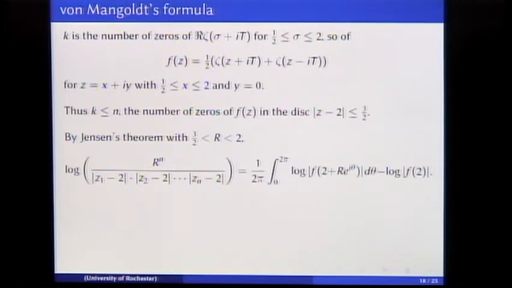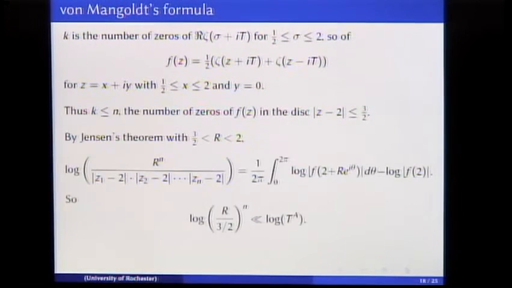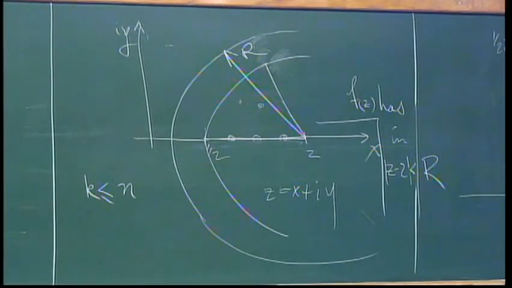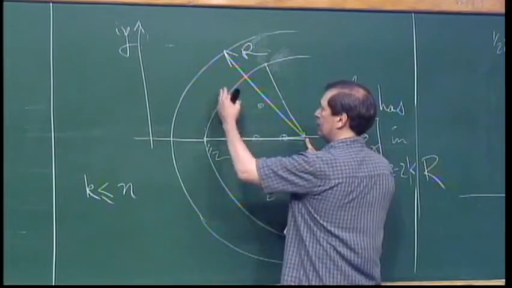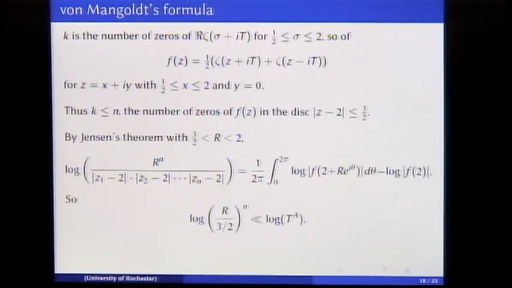On the left side, what's the smallest these denominators can be? Sorry, what's the biggest? I want a lower bound for the left side. So what's the biggest zj minus 2 can be? Well, it's 3/2, if it's as far away from the center as possible. And that provides a lower bound for the left-hand side. So log of r over 3/2 to the n is a lower bound for the left side.